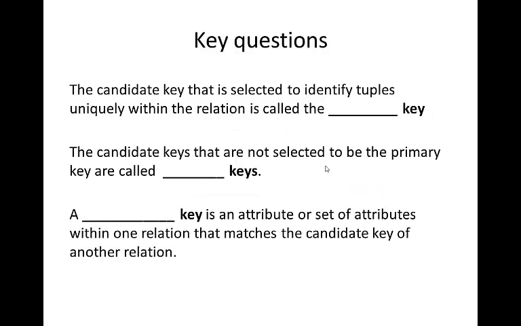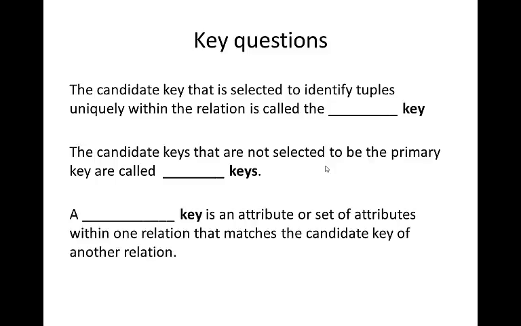So, quick question. The candidate key that is selected to identify tuples uniquely within a relationship is called the primary key. The candidate keys that are not selected to be the primary key are called the what? Alternate.